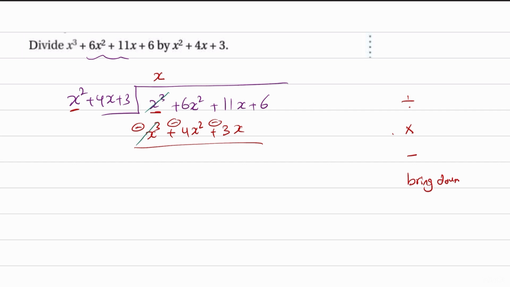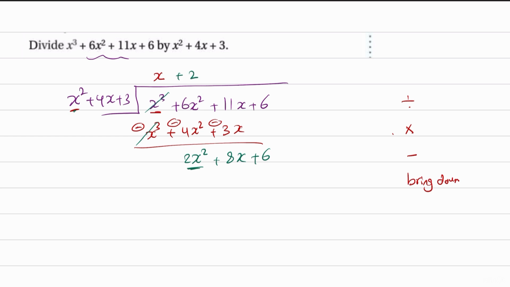6 minus 4, we come up with 2x power 2. 11 minus 3, we come up with positive 8x, then plus 6. Then you have to redo the steps again. So divide the first term by the first term. So 2x power 2 divided by x, we just have positive 2 only.